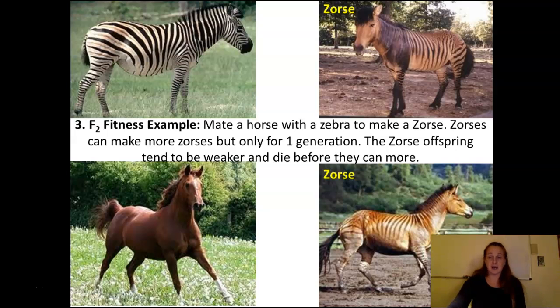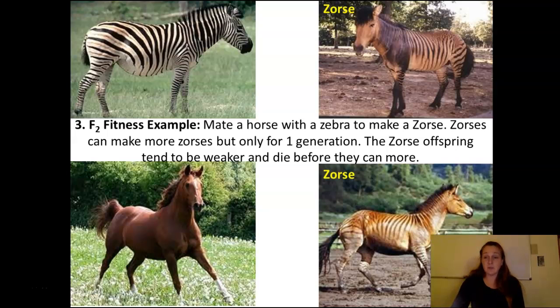Another postzygotic isolating mechanism is the F2 fitness. Now, F2 refers to the second filial generation. So our example here is we can mate a horse and a zebra together, and there's enough genetic similarity between horses and zebras that we can get lots of zorses, and those zorses can have happy little zorse lives. The difficulty becomes when we try to mate two zorses together.